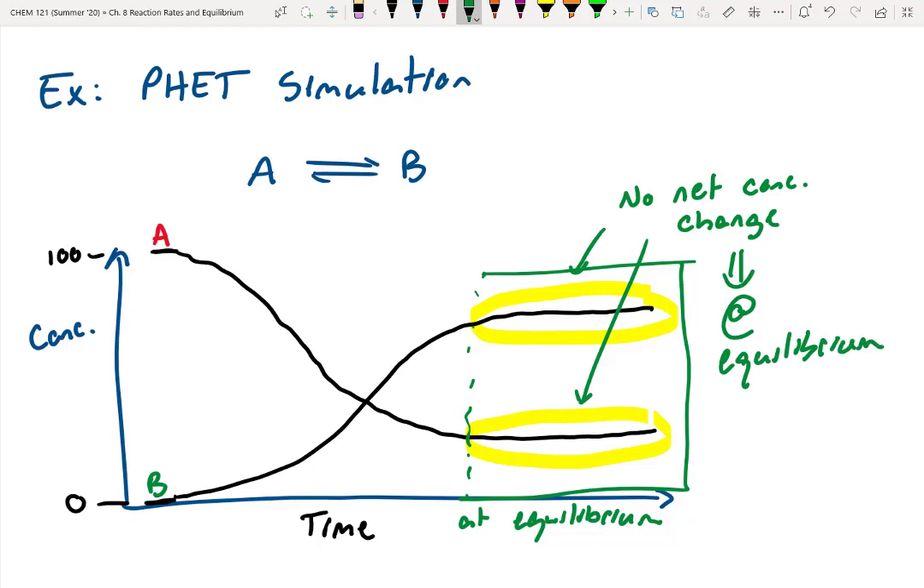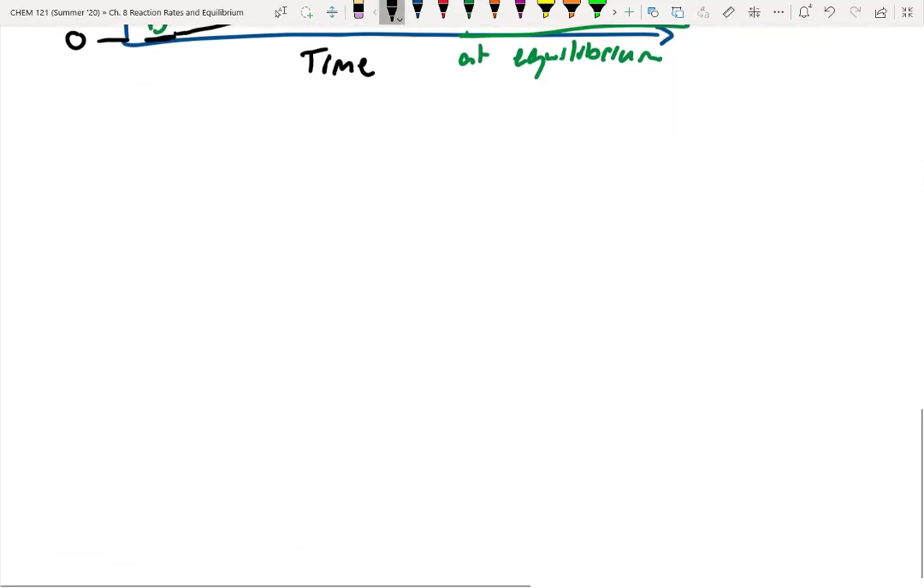All right, I hope that makes sense. I know it's a little hard to imagine in your head, but I find that PhET simulation kind of helpful. So if you want to play around with that, you're welcome to. All right, so let's go to the next part. The next part is looking at the position of the equilibrium.